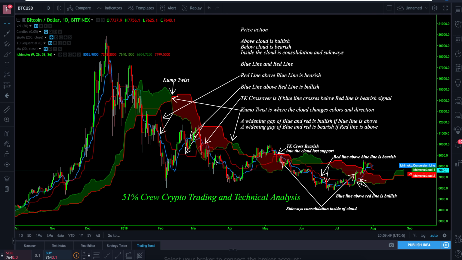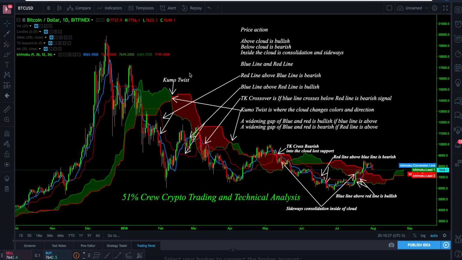So if you start seeing the blue and the red line separate even farther and how they're gapping, they can obviously indicate bullish and bearish nature. What I wrote down here was a widening gap of the blue and the red is bearish if the blue line is above. Oh man, I'm getting my words tied, sorry. I said a widening gap of blue and red is bearish if the red line is above. Okay? So that's great.